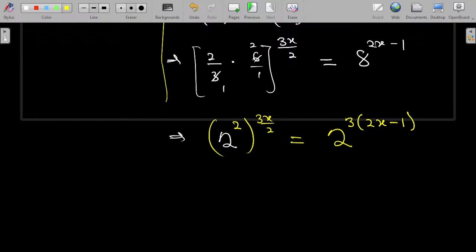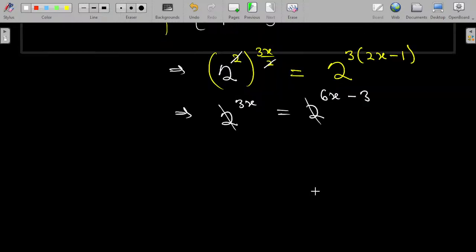Alright, so see what will happen now. This 2 here will cancel these 2. So we just have 2 to the power of 3x equal to 2 to the power of, you open this bracket, that will give you 6x minus 3. Okay? Equal bases can disappear now, and when they go away, your powers will now be equal. So you have 3x is equal to 6x minus 3.